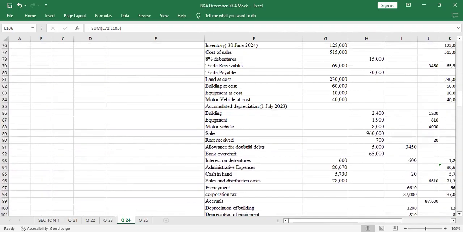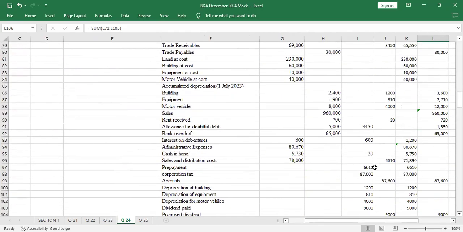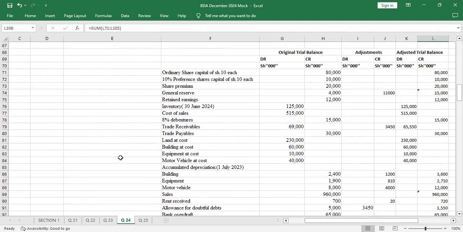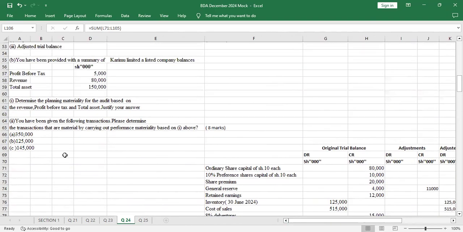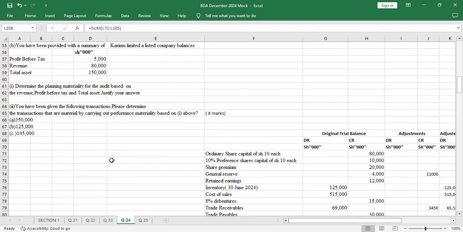So we have the original trial balance, we have the adjustments, then we have the adjusted trial balance. Okay, so I'll go to the second part of the question, which is also critical. Part B, you have been provided with a summary of Karimu Limited, a listed company's balances. So we are given profit before tax, revenue, and total assets. Determine the planning materiality for the audit based on the revenue, profit before tax, and total assets.